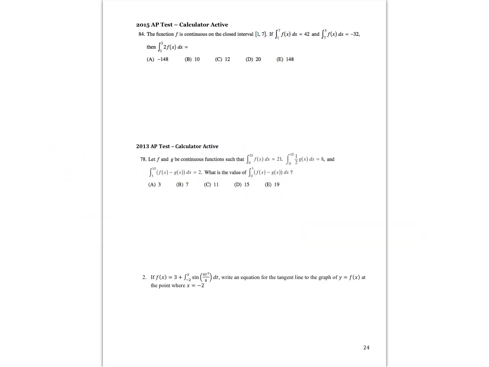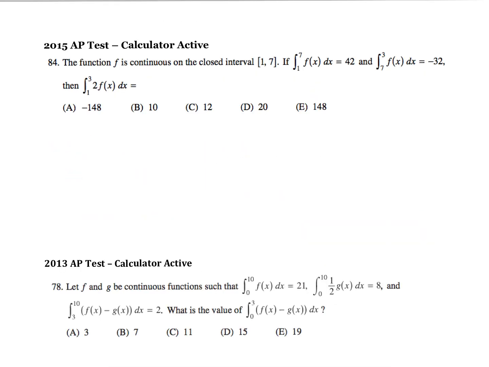B. Oh. 2015. Do you see a slight sneak that they're trying to catch in here? What do you see in here? That 2. Don't forget about that 2. That 2 is like the same as pulling it out front. You could keep that 2 out front.